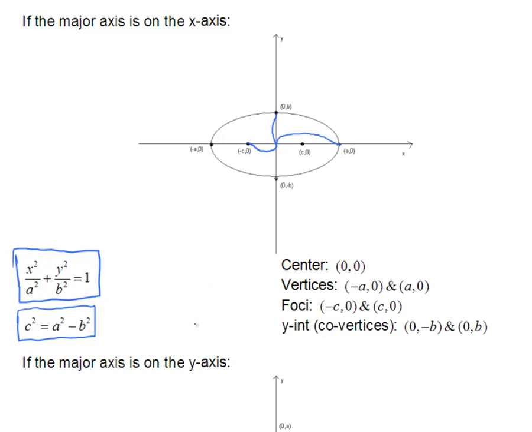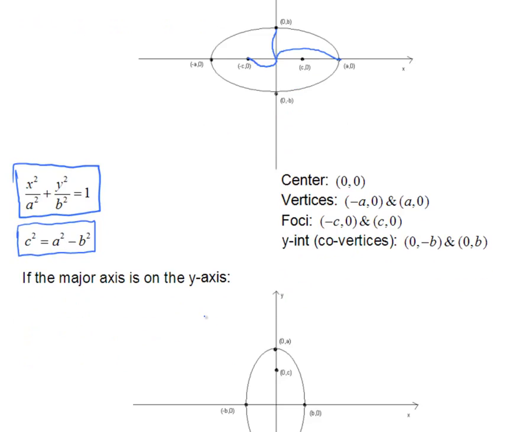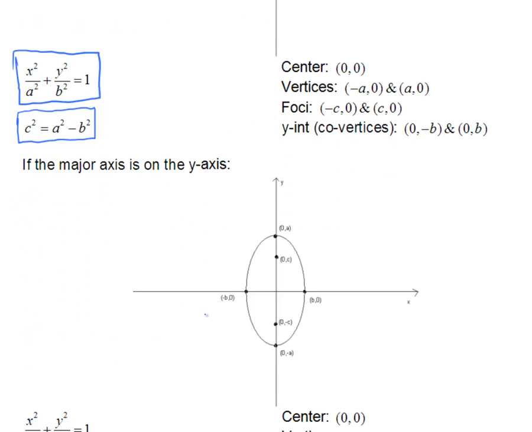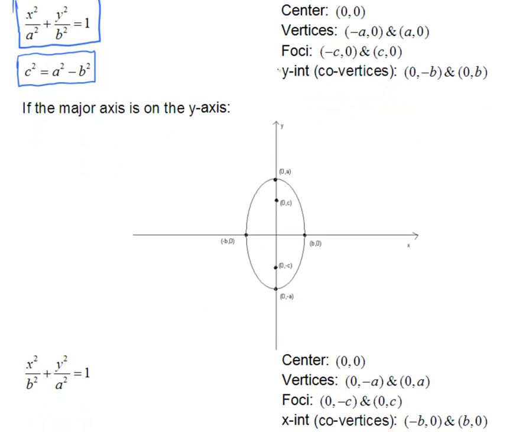If the a and b get switched, so a squared is under y now, we get this shape here. Now the major axis is along the y and the minor axis is along the x. Major means it's the biggest axis, so a here is always going to be bigger. B is the minor, so b is smaller.